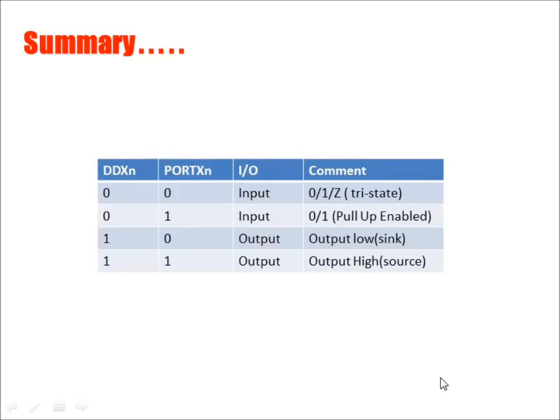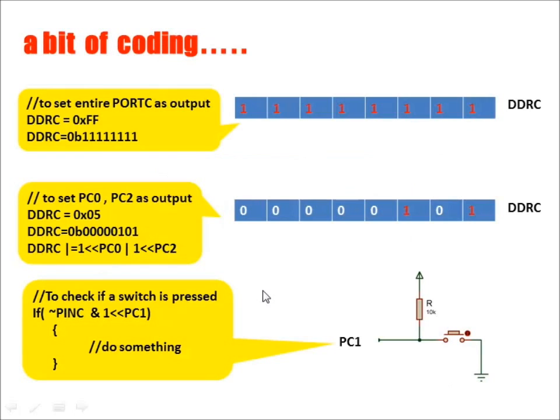Here is a summary of what we have learned so far. Try to understand this before proceeding further. Now that we know how to set input-output pins, we can move forward and do some coding. I will assume that you know bitwise operations and how to set or clear a single bit inside an 8-bit register. Otherwise, refer to any C language book.